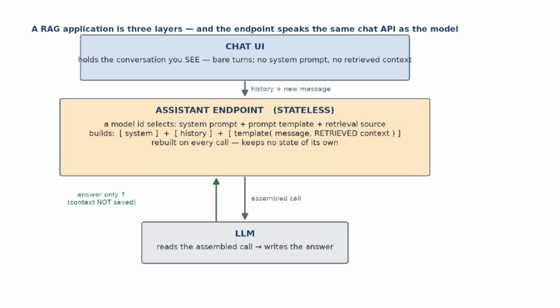One design choice makes this powerful. The endpoint speaks the same interface as the model behind it, the OpenAI Chat Completions Application Programming Interface, the API. From the outside, it looks like any other model endpoint. That buys compatibility. Any standard client can talk to your assistant, and you can change the model underneath without touching anything in front of it. Hold the stateless part. Because the endpoint remembers nothing, the retrieved material is rebuilt on every call and then discarded. Watch that happen now.